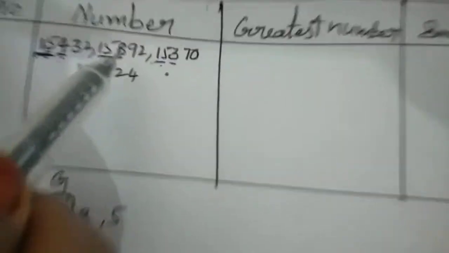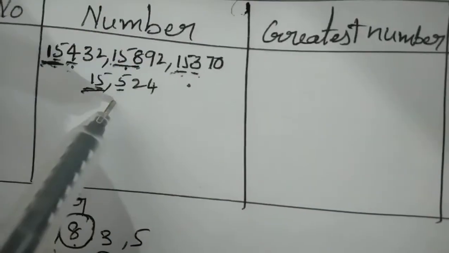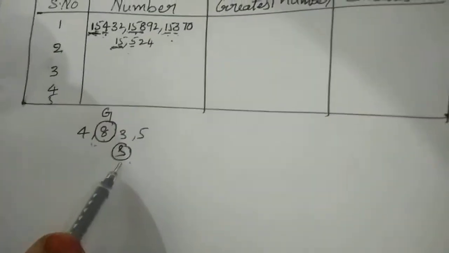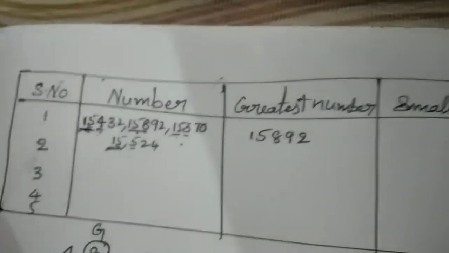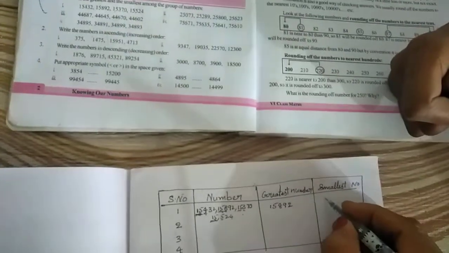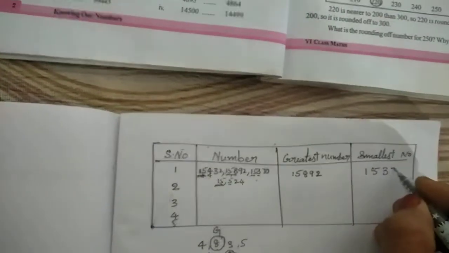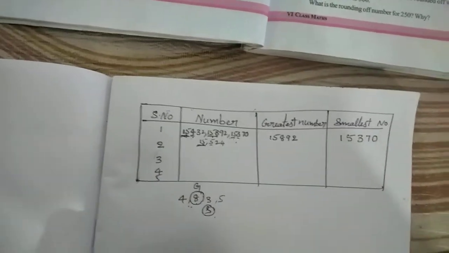Here 400, 800, 300, 500. Which is the big one? 800 is the big one. And which is the smaller one? 300 is the smaller one. So 15,892 is the greatest number. And 15,370 is the smallest one.